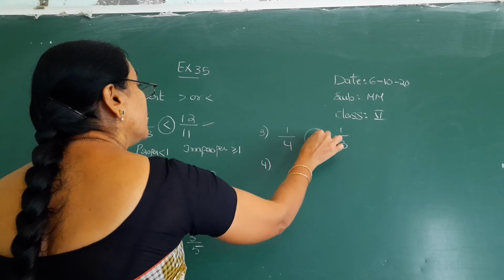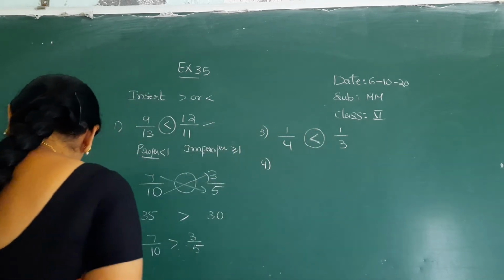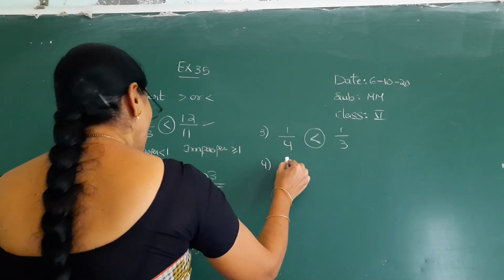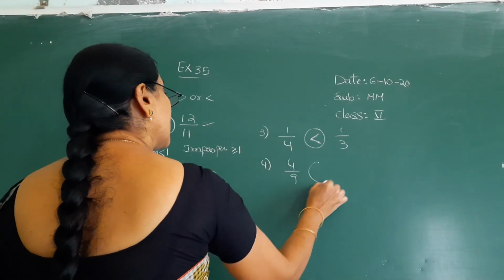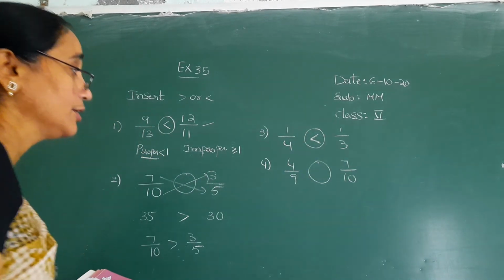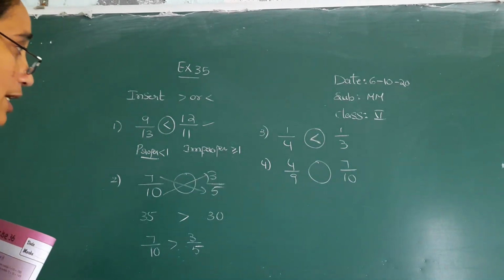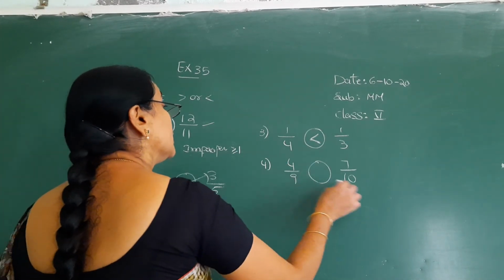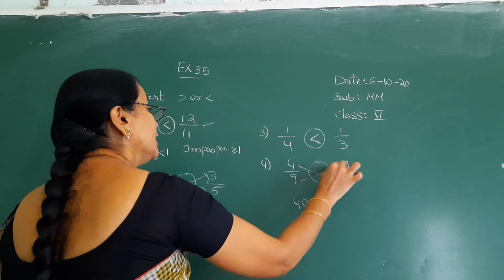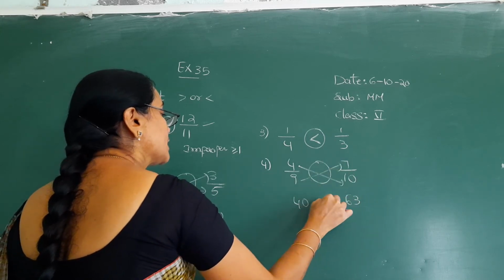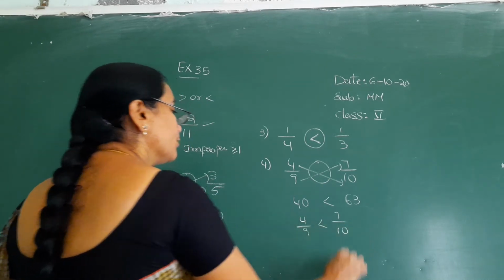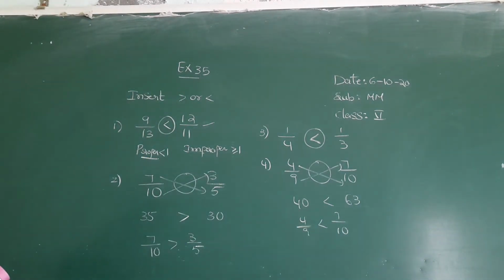If greater side, you have to write the open symbol. Okay? Open side. 6 by 11, 4 by 9, 7 by 10. Observe here these two are proper fractions, and numerators and denominators are different. So you have to find the cross products. It is 40, it is 63. 63 is greater, so 4 by 9 is less than 7 by 10.